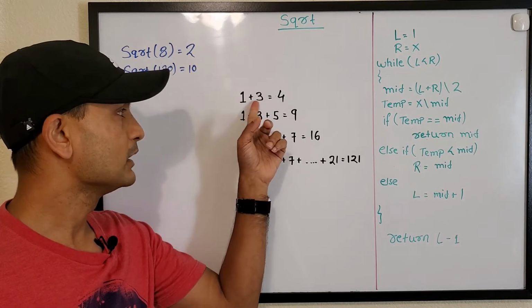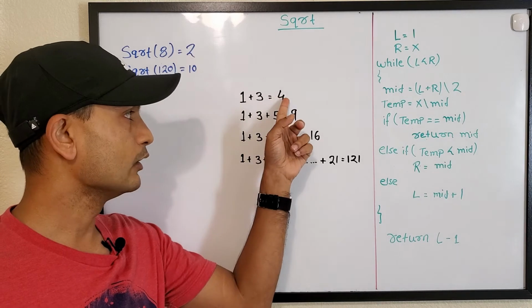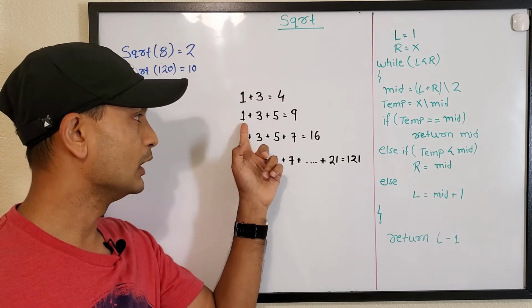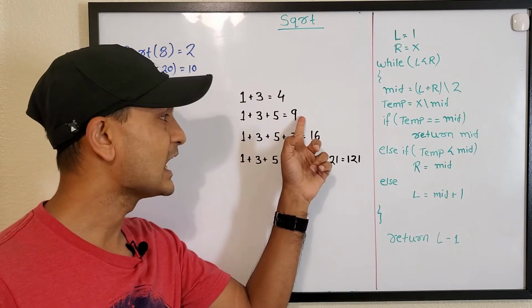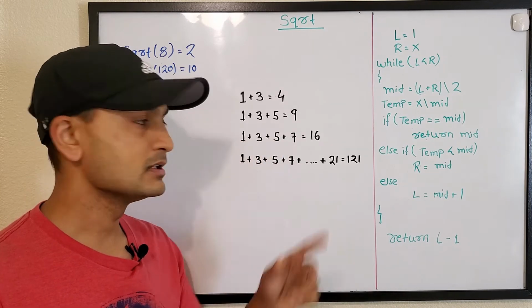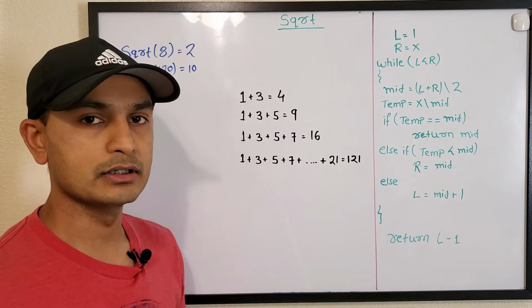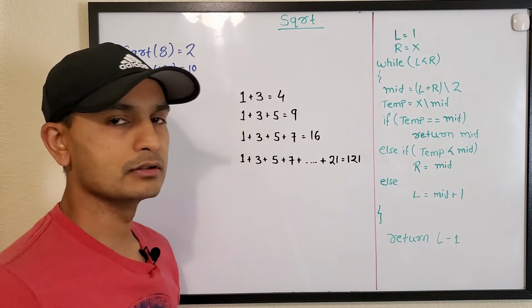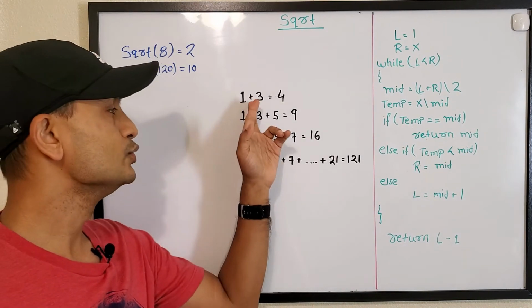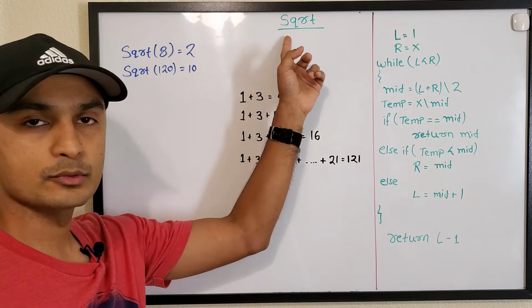The sum of the first few odd numbers always equals a perfect square. 1 plus 3 is 4. 1 plus 3 plus 5 is 9, which is again a perfect square. 1 plus 3 plus 5 plus 7 is 16, again a perfect square. And you guys can keep on going. I assure you, it'll give you a perfect square. So we can use this property to calculate our square root.